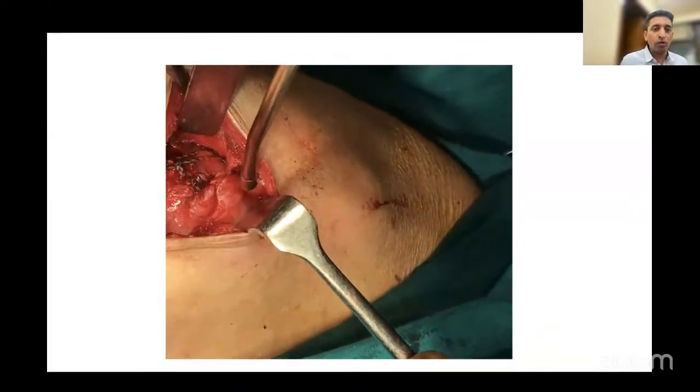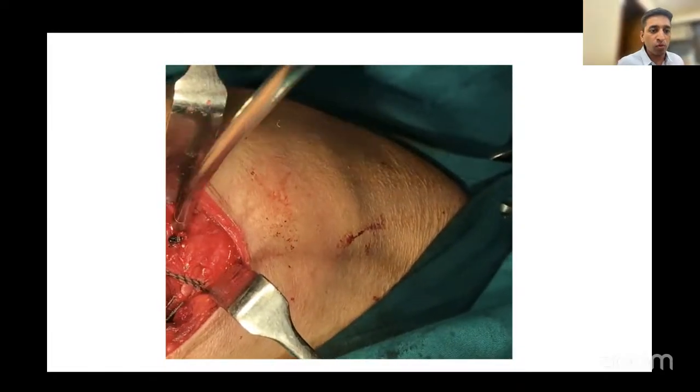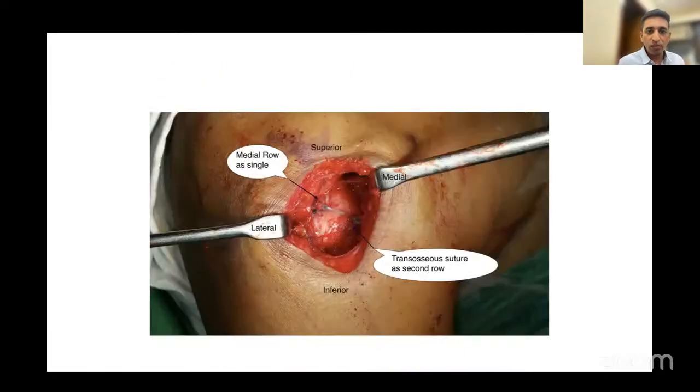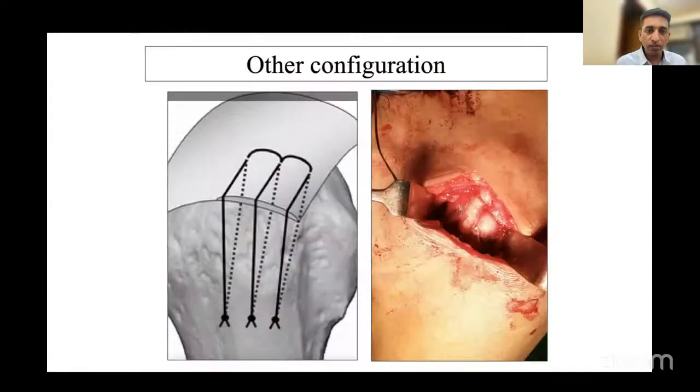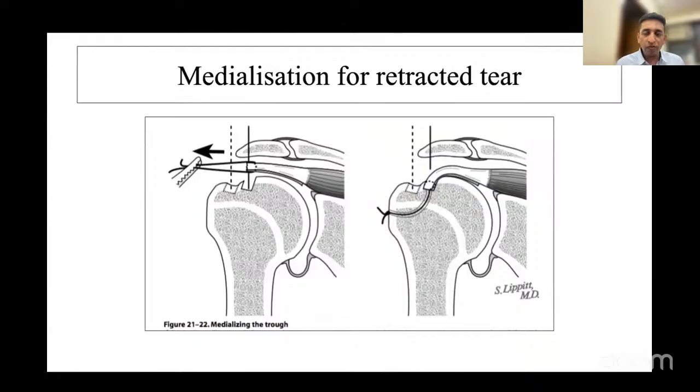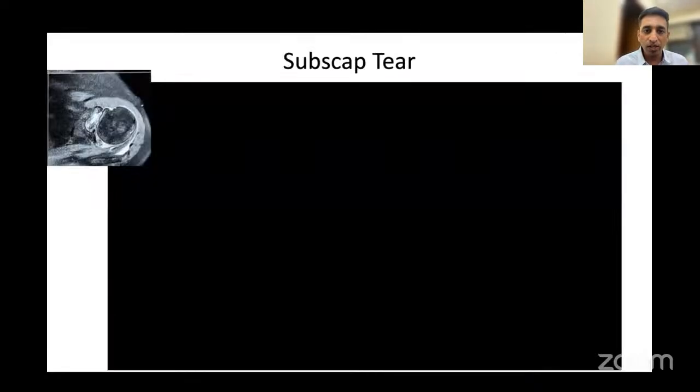And we don't require a lateral row anchor because the lateral humeral bone is good. That's how we get a medial row anchor and a lateral transosseous tunnel. That's how the results come. Now we can even do an anchorless configuration like this. This is the Kuroda technique. We can very easily get that done. No anchor required. Again, if your cuff is retracted, we can very easily do medialization. That also can be done.